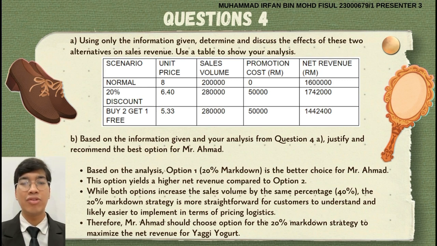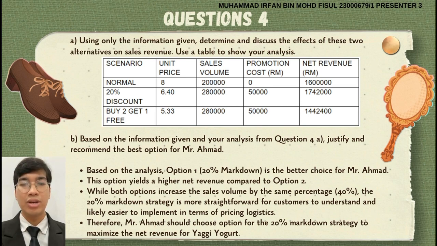The scenario 3 is buy 2 get 1 free. The unit price is 5.33 ringgit. Sales volume is 280,000. Promotion cost is 50,000. And net revenue is 1,442,400.